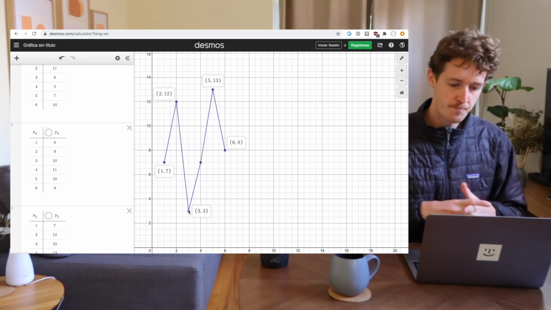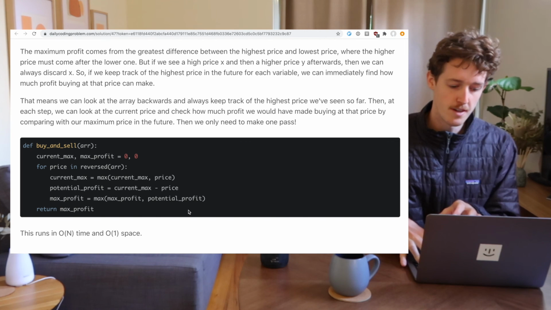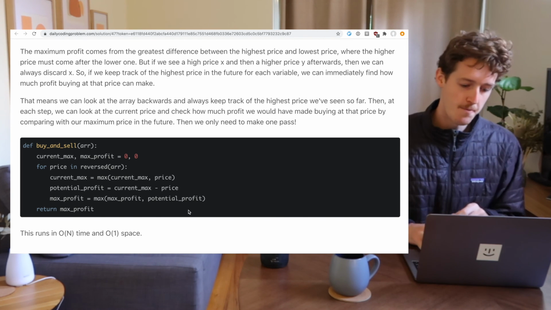For the sake of time, I won't jump too much into their solution, but definitely have a look at it and run through it, because it's quite interesting that they've exploited the fact that going backwards means you're sure that the buy price has to come before the sell price.